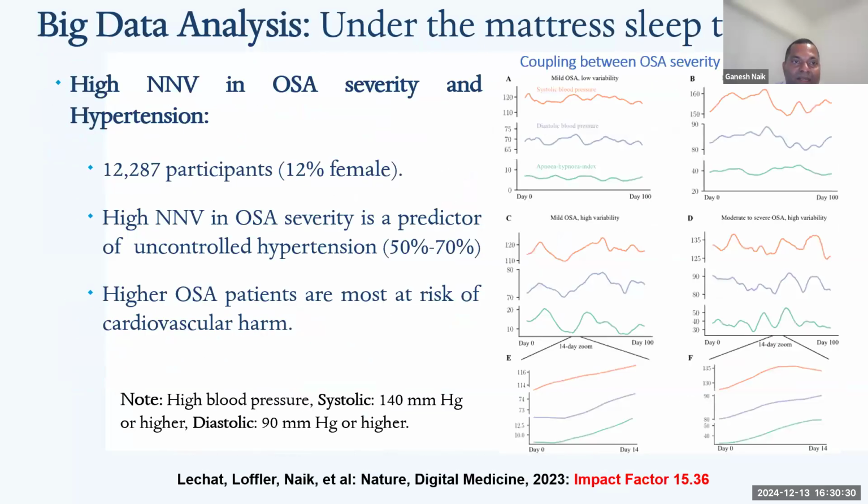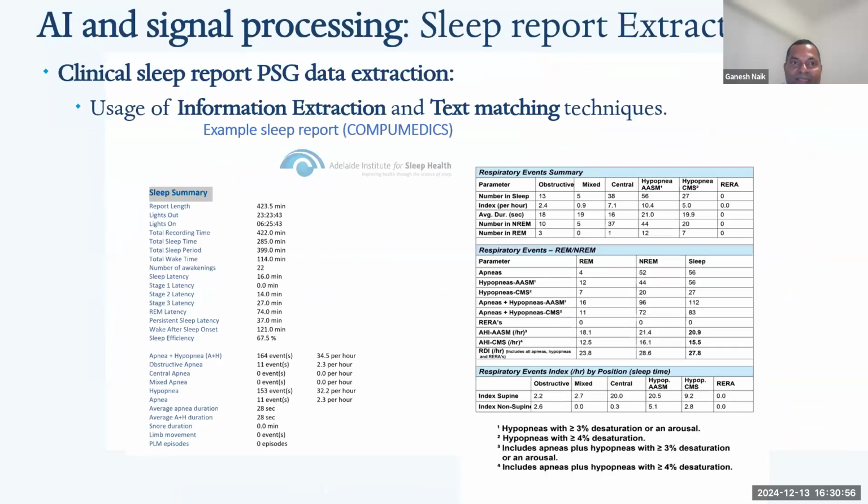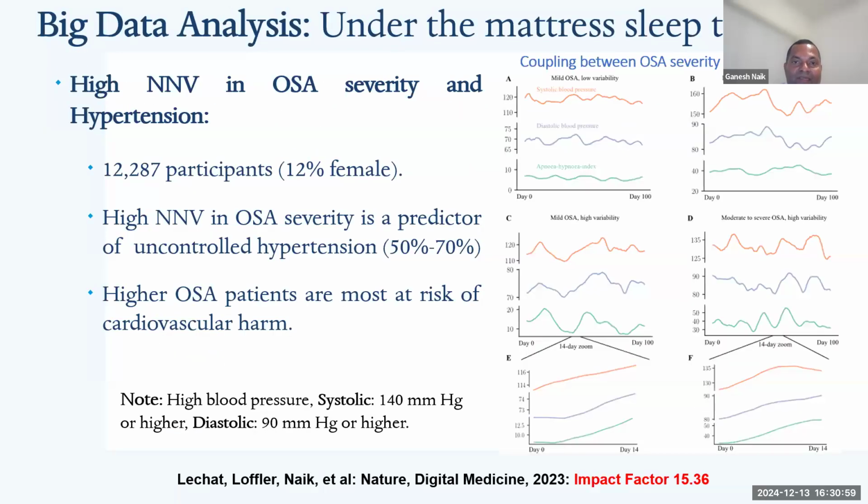Then I will also quickly go through this one. Again, we wanted to check how high night to night variability in obstructive sleep apnea is related to hypertension. The study proved that even if you have high night to night variability, it even causes uncontrolled hypertension. This was published in Nature Digital Medicine. Okay, so this is about the sleep related big data studies I wanted to talk about.